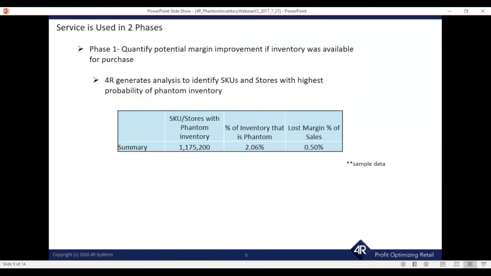So how's this service used? So there's two phases to this service. The first is the quantification of phantom inventory and margin improvement. So we do data analysis, and we summarize potential margin improvement if the phantom inventory is corrected. This is an example of a summary from a SKU stores with high probability of phantom inventory.